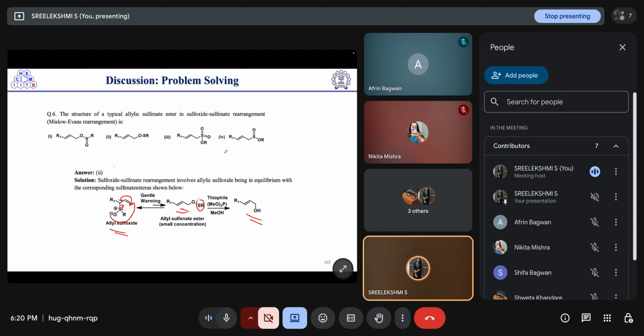So out of the intermediates given here, only option 2 matches with that. This is the starting material. There should be an OSR bond. So this is also an oxidized product. These are highly oxidized. This is also an oxidized product. So maybe we can say this is sulfox... No, here one extra oxygen is there. So these are neither sulfoxides nor sulfinate. So the only sulfinate here is option 2.